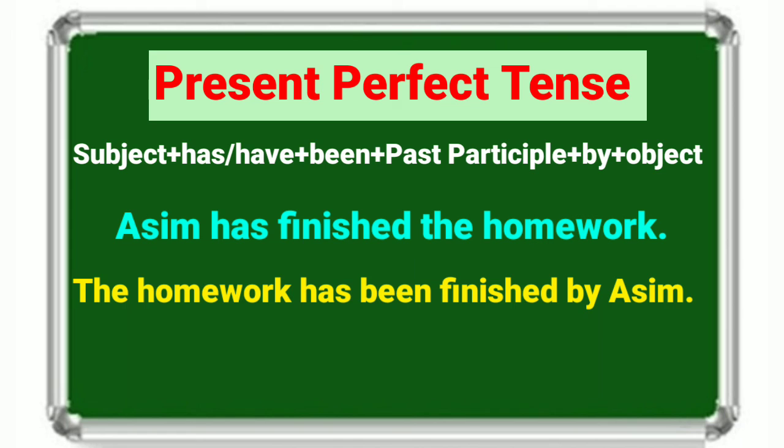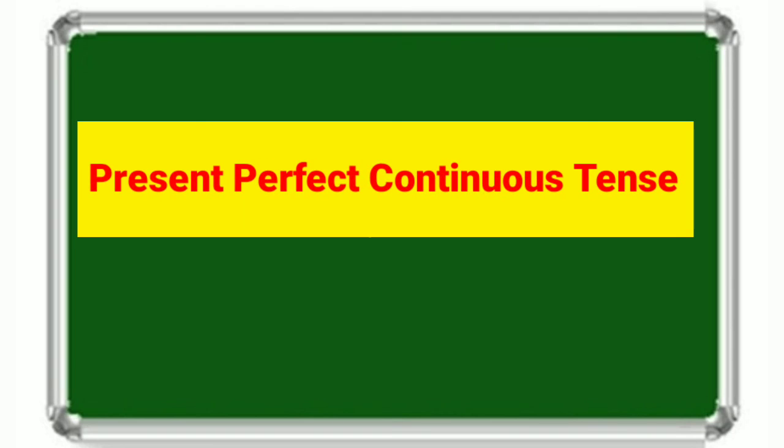So the sentence in active voice is Asim has finished the homework, and the sentence in the passive voice is the homework has been finished by Asim. So this is enough for today. And remember one thing, that there is no passive voice for present perfect continuous tense. So today we have completed our present tense.